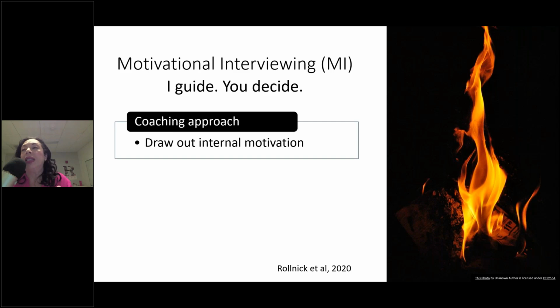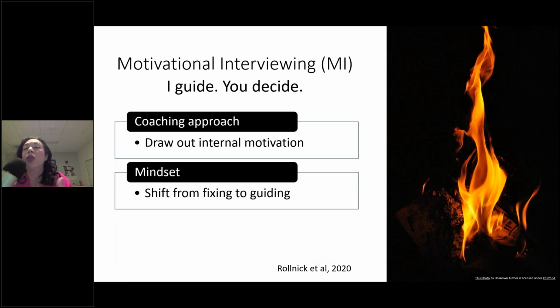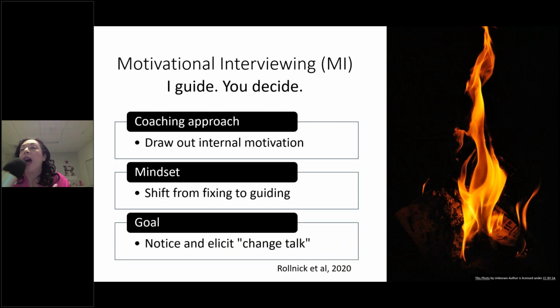This requires a mindset shift on our parts, moving away from trying to fix the person or their problems, and instead focusing on guiding them to explore their own reasons for change. At its core, MI operates on the belief that the answer lies within the individual. Our role isn't to provide answers, it's to help them to notice what's inside. This is where the concept of change talk comes in. Change talk is the student's own language about why and how they want to change.